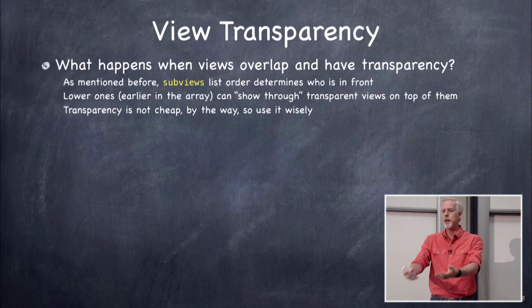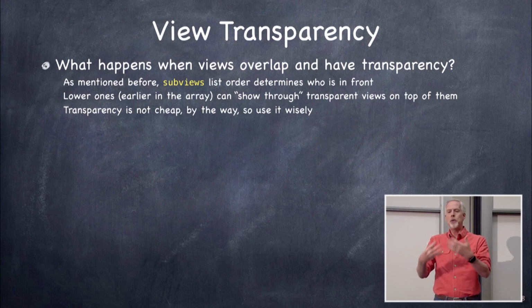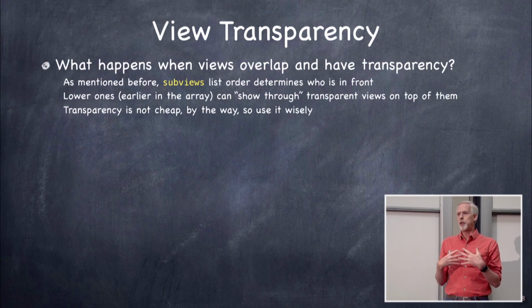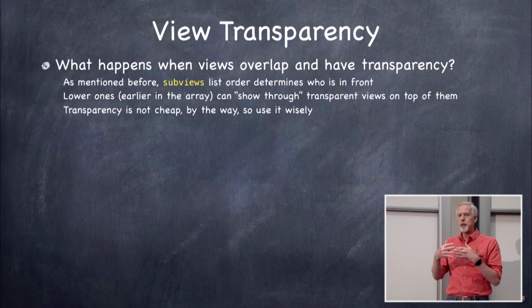The last thing is the one in the very front. So if you have multiple subviews of your view and they overlap, the one in back is the first one in the subviews list. So you can reorder the subviews list and move them. Move the one from the front to the back or whatever. So you can control that transparency effect.